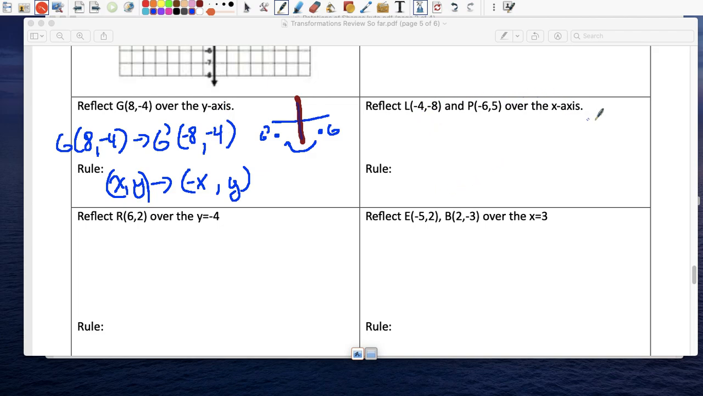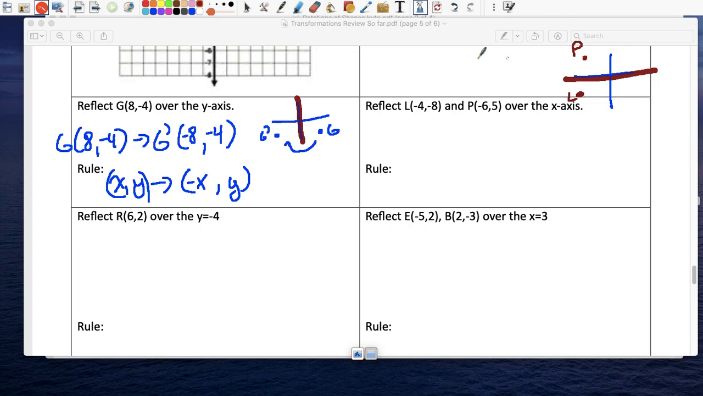Reflect L and P over the x-axis. So again, draw this, just for you to know. And we're reflecting this over the x-axis. So this is your line of reflection. Where's L? L is (-4, -8), which is somewhere over here. It doesn't matter. It's just in quadrant 2. And P is (-6, 5). Where's (-6, 5)? P is over here. Okay, (-6, 5).